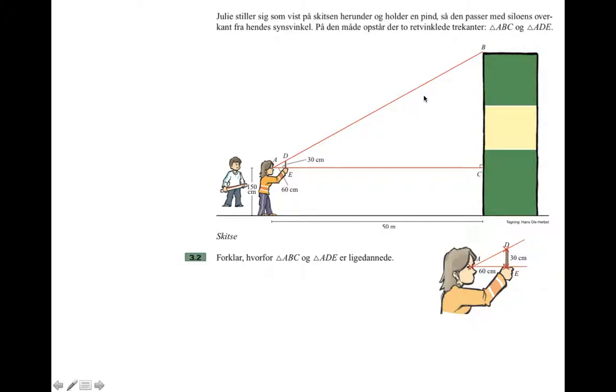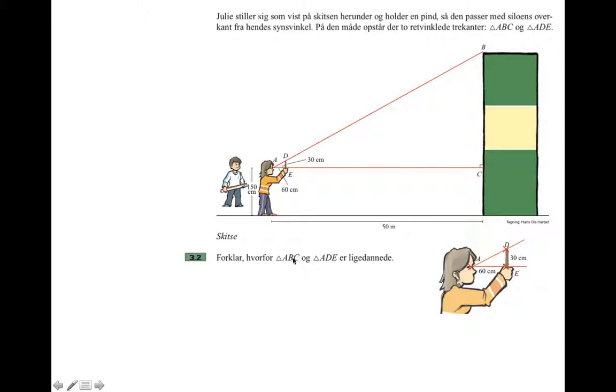Okay, and then in the next sketch you've got Julia standing 50 meters away and holding up a stick. And in doing this, two right-angled triangles are formed. So you've got the big triangle ABC from where Julia is looking to the silo. But then you've got a smaller right-angled triangle, which is labelled ADE, formed by where she's looking and the stick that she's holding up.